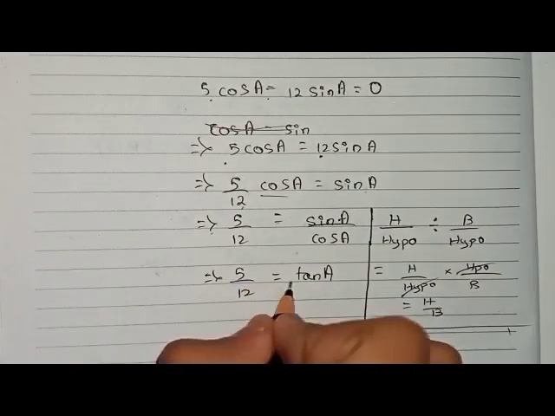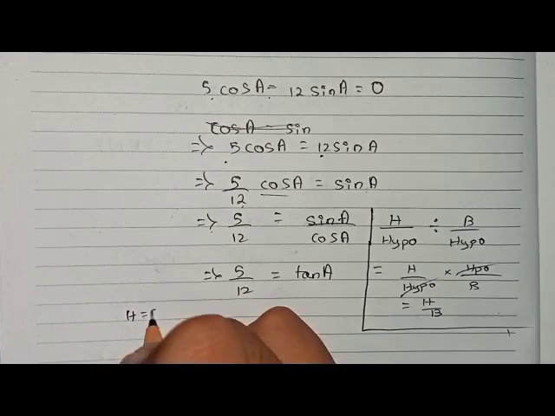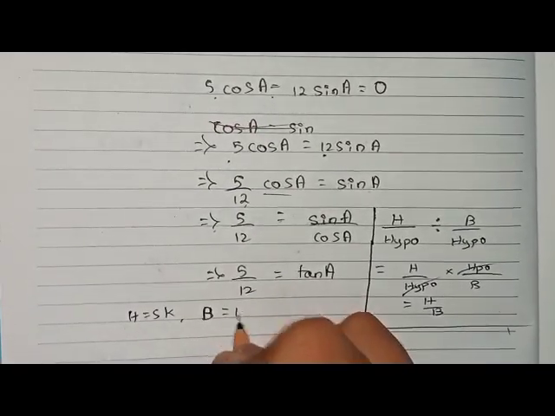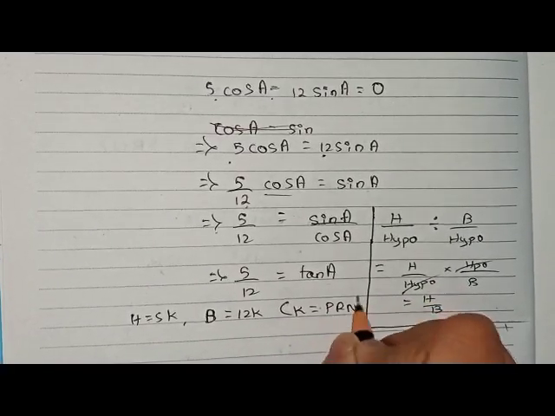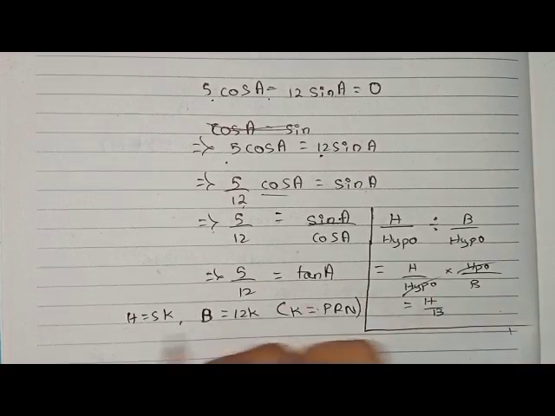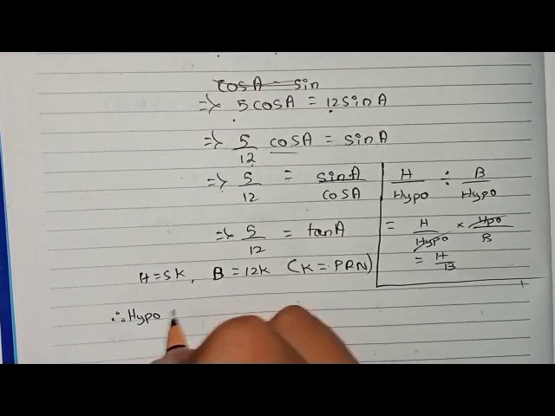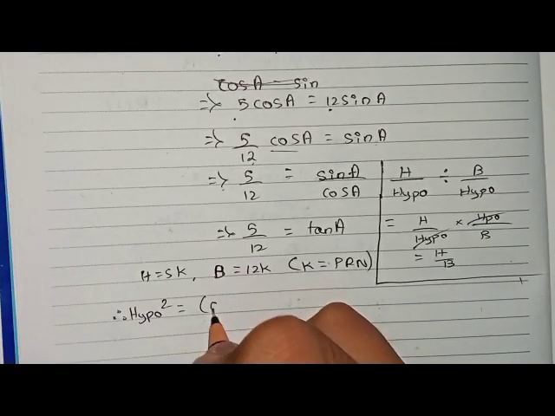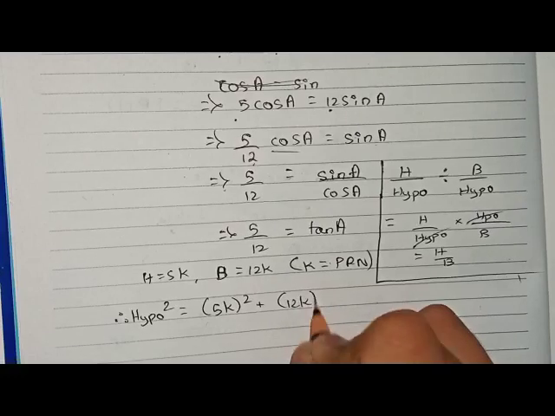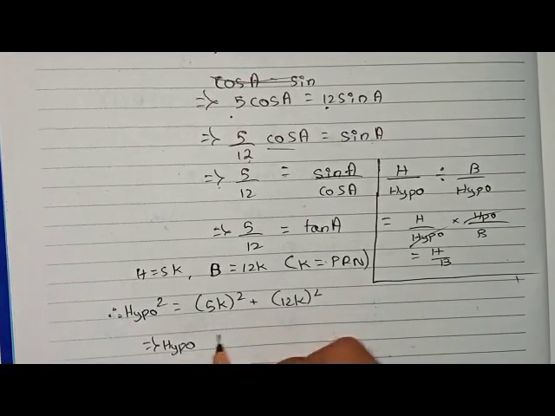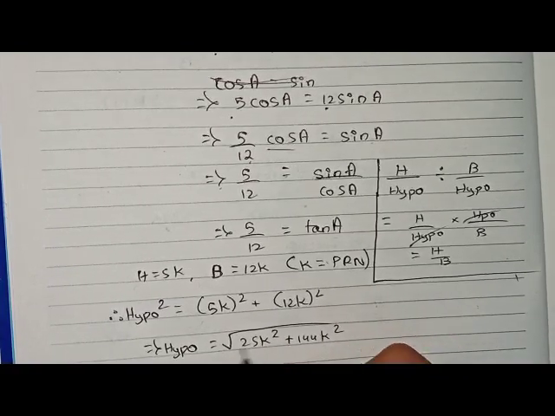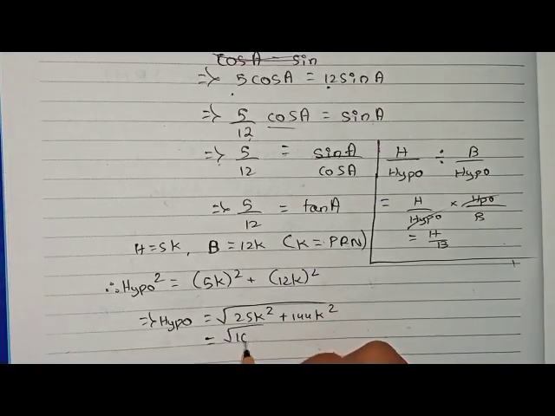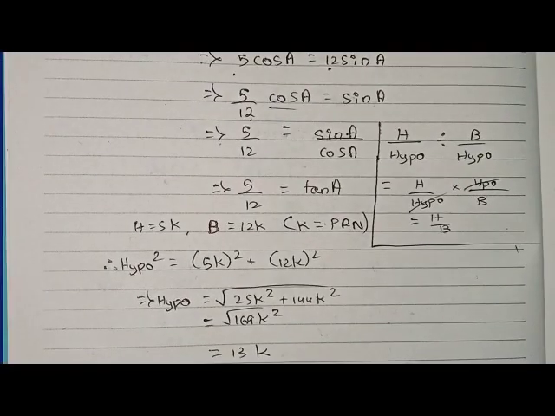So now height by base we got. Height is equal to 5k, base is equal to 12k, where k is a positive real number. Now I can find out the hypotenuse. Doing this directly: 25k square plus 144k square, so 169k square. So we got the hypotenuse also, that is equal to 13k.